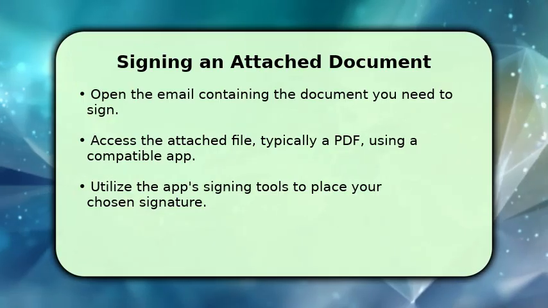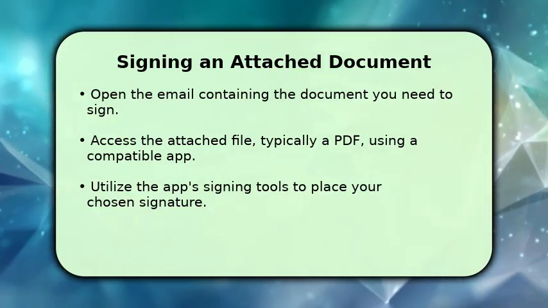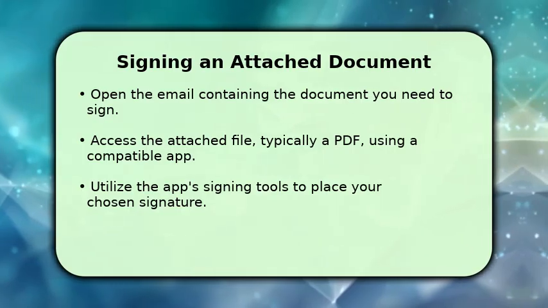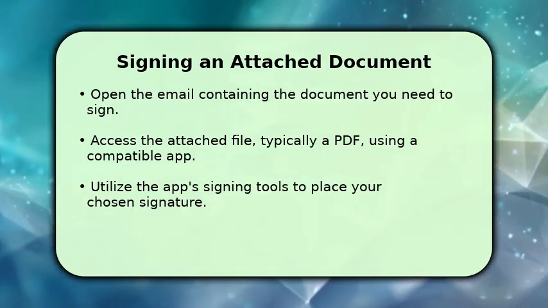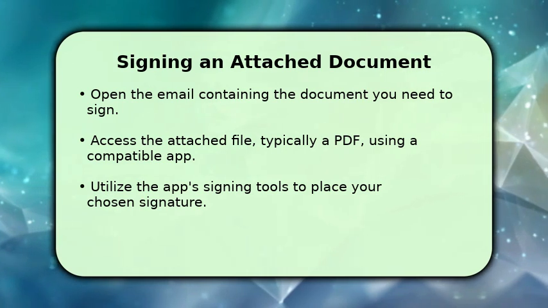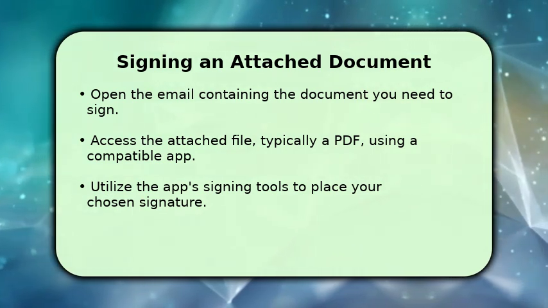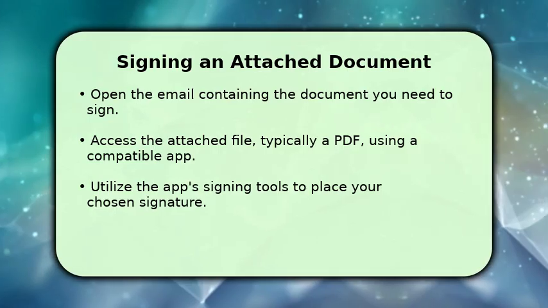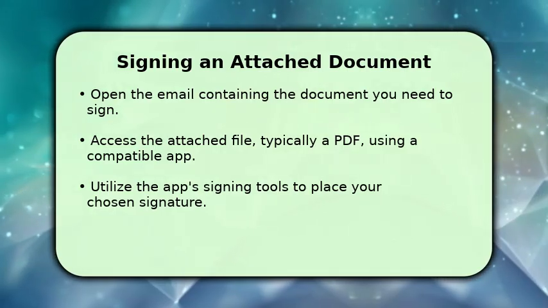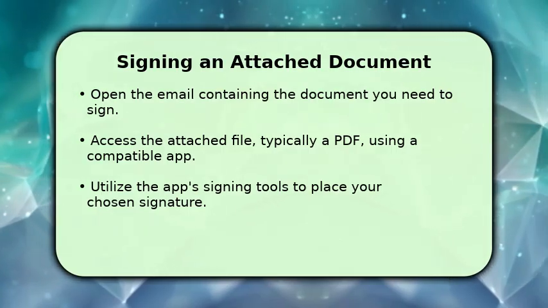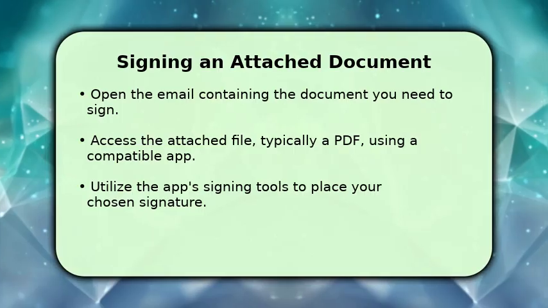To sign an attached document, first open the email on your Android device. Locate and open the attached file, often a PDF, using a dedicated e-signature application or a PDF viewer with signing capabilities. Within the app, select the signing tool, then choose your preferred method to apply your signature. After carefully reviewing all fields, save the document and send it back directly from your device.